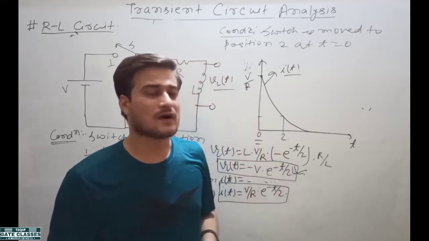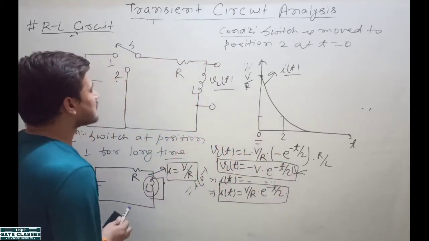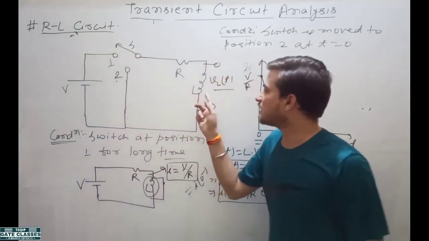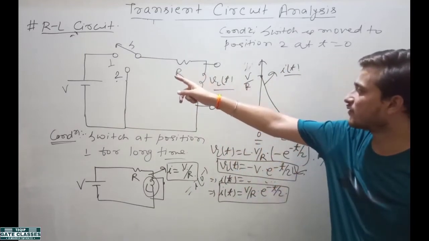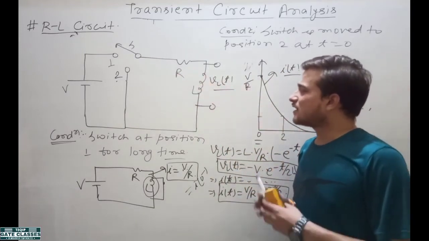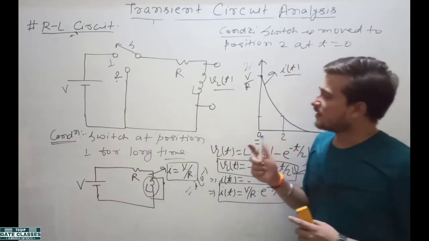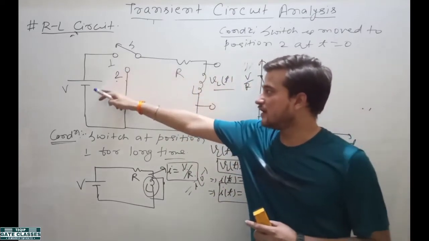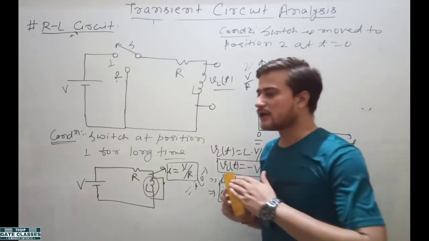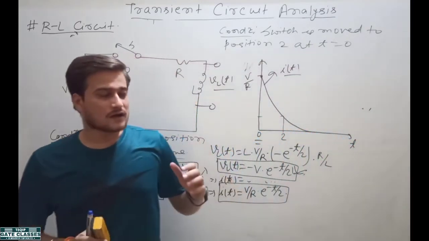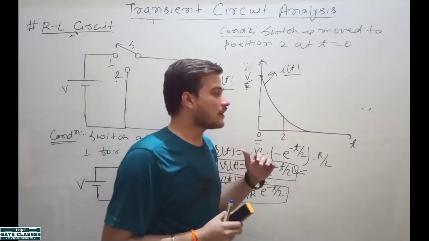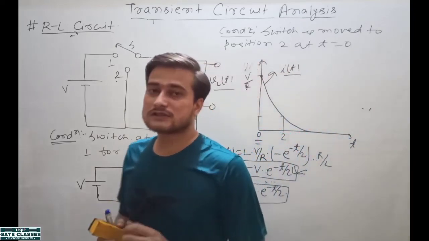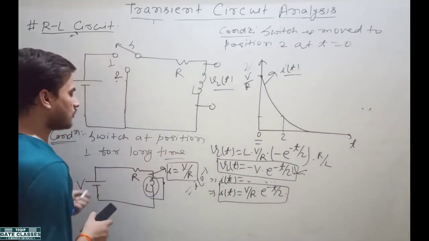Minus V means here the direction has been changed. That means the direction of voltage has been changed when the switch has been moved from position 1 to 2. So what does it mean? It means that when the inductor starts discharging, having been charging in position 1, the voltage across the inductor is reversed. Very important point. Write it, note it.